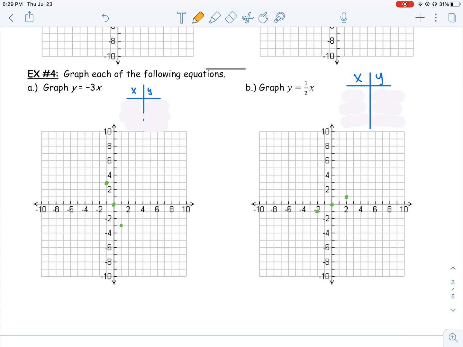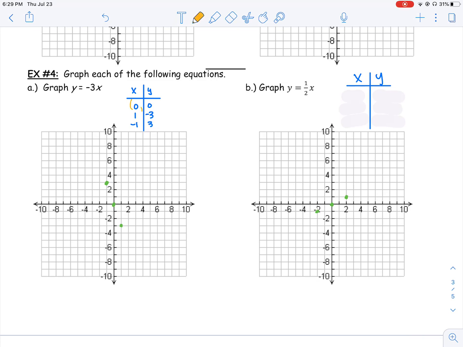So on the first one, I'm going to pick a couple different x's and substitute them in to find out what y is. I'm going to plug in 0 for x, 1 for x, and -1 for x, just trying a few different numbers. When I plug in 0 for x, -3 times 0 is 0, so y is 0. Plugging in 1 for x, -3 times 1 is -3. And plugging in -1 for x, -3 times -1 is +3.